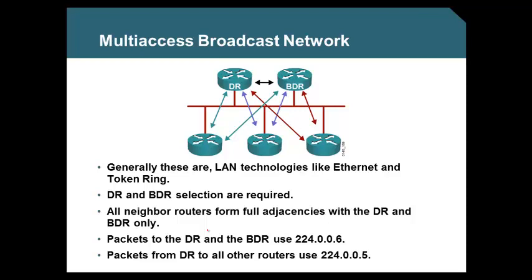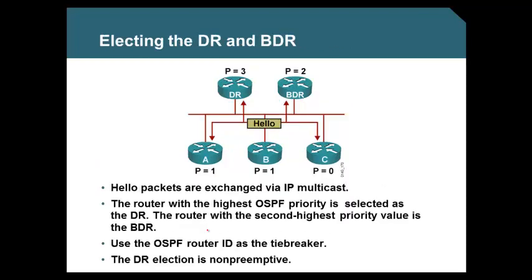And we just saw this election process. The one with the higher priority becomes the designated router, and the next highest will become the backup designated router. That's what you see here. And this will never become a designated router or a backup designated router because the priority is 0. It will be continuing as DR other always.